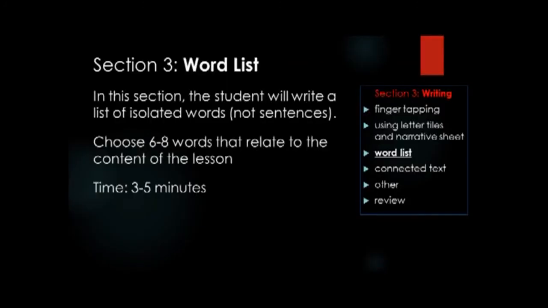Good job. Just like we did in the reading section of the lesson, in the writing section, we're working from the ground up. So when we were working with the tiles, we were doing the graphemes and the phonemes, and now we're working at a single word level. So in this section, we're going to have the student write a list of isolated words, not sentences. They will relate to the content of the lesson or to previously learned concepts that we're still reviewing, and it won't take long, just 3 to 5 minutes.